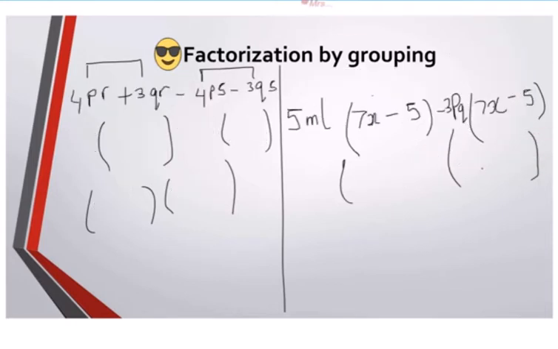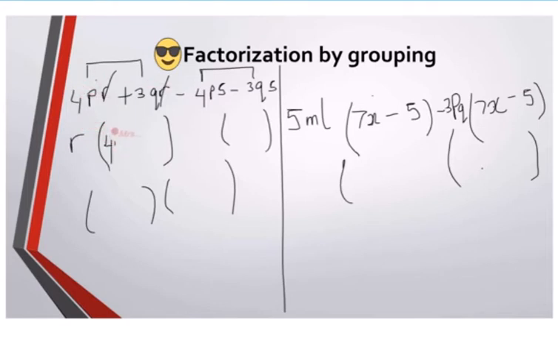Let's do another example. We have 4pr plus 3qr minus 4ps minus 3qs. Again, we're going to factorize in grouping. We're going to factorize in pairs. Let's look at the first pair. What are common? The 4 and the 3 no. The p and the q no. The r. So we could factorize out the r. Good. Once we factorize out the r, it goes on the outside. There is nothing else to factorize in the first pair, so we're going to put the remaining terms in brackets.